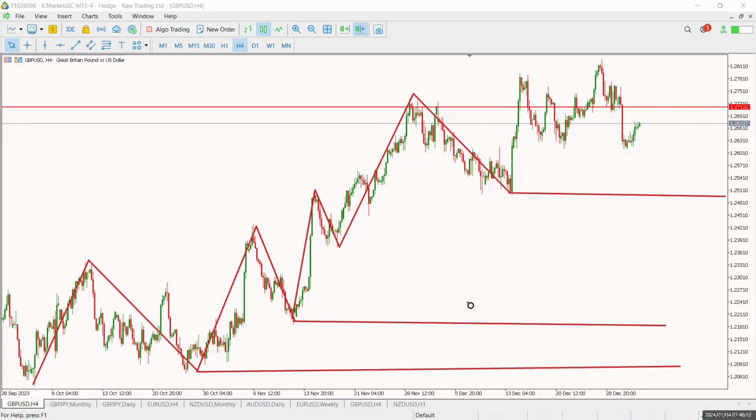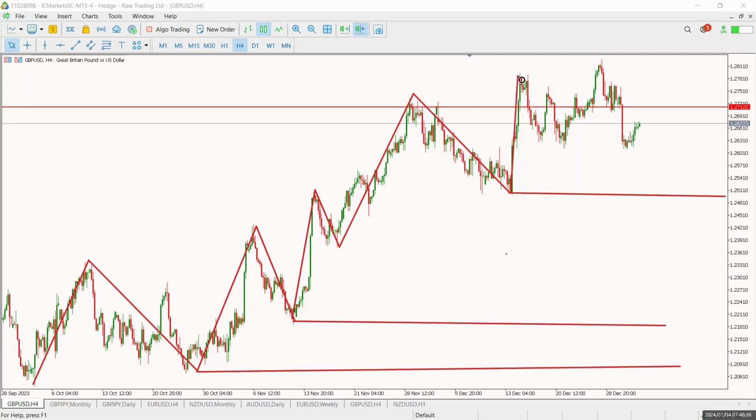Because this fractal right here is bigger than the next fractal, and remember that we have to separate a big fractal from a small fractal. That means you cannot go from a big fractal to a small fractal, but you can go from a small fractal to a big fractal. These are straight price action rules. So now this fractal has been separated.